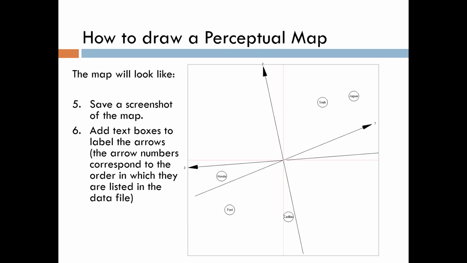Here's what the map will look like. Save a screenshot of the map and add text boxes to label the arrows for ease of interpretation. The arrows will have numbers identifying them, but no labels. The numbers correspond to the order in which you listed the attributes in the file, so add those labels to make sure you remember what those attributes are.